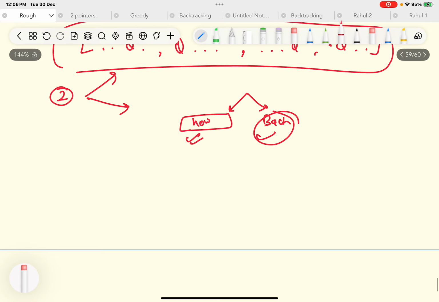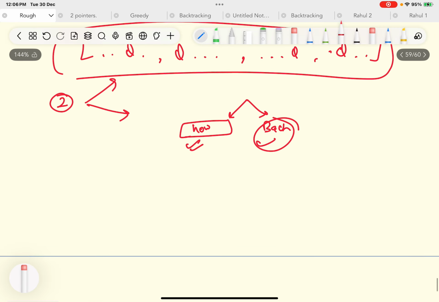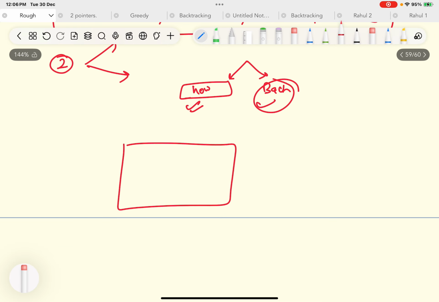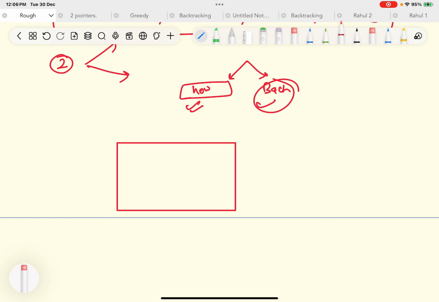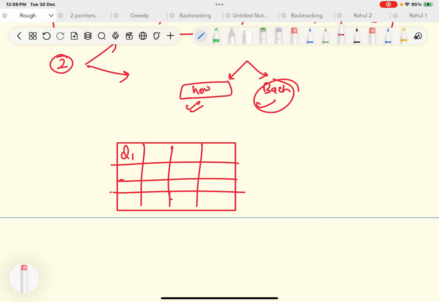So let's check how we can tell whether the queen is under attack or not. For a chessboard, when will a queen be under attack? I'm taking a small chessboard for explanation. So when will the queen be under attack? Let's say this is a queen, so we cannot put another queen here.